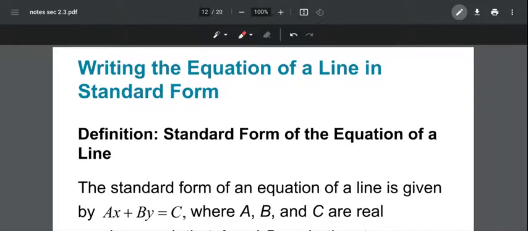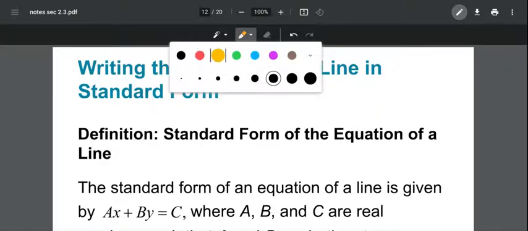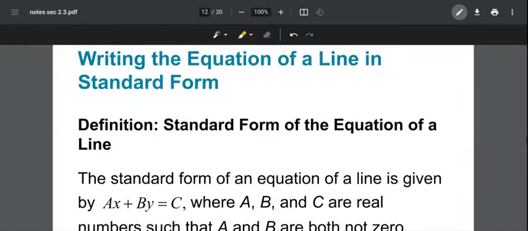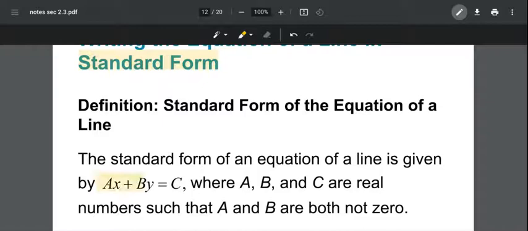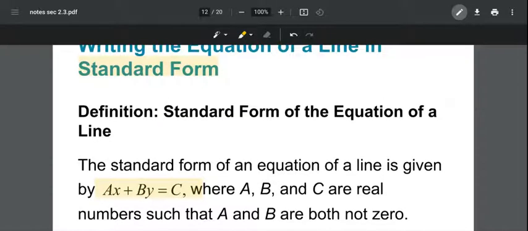So we already learned point-slope form and slope-intercept form. Another way to write the equation of a straight line is the standard form. The standard form is the equation ax plus by equals c. a, b, c are just real numbers such that a and b cannot both be equal to 0 at the same time. So this is the standard form of a straight line. That means the variables, the terms x and y, we keep on the left side, and the constant we keep on the right side.